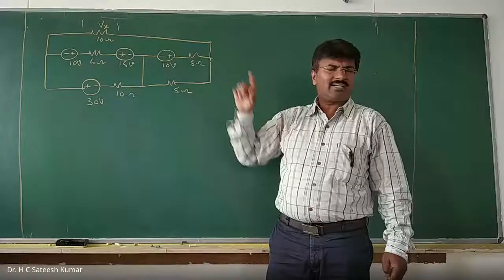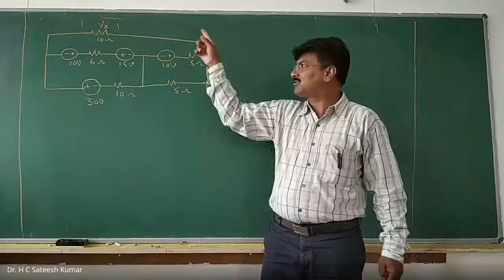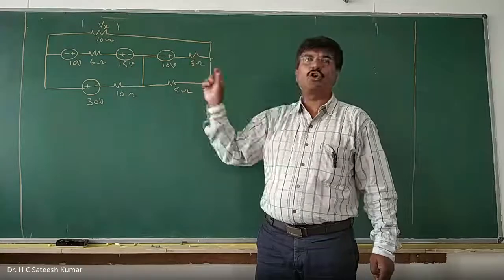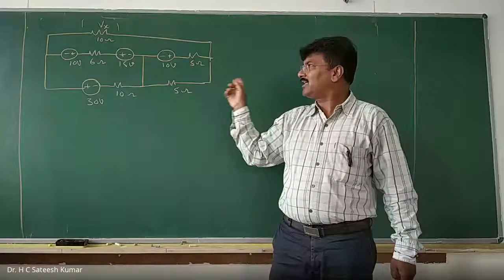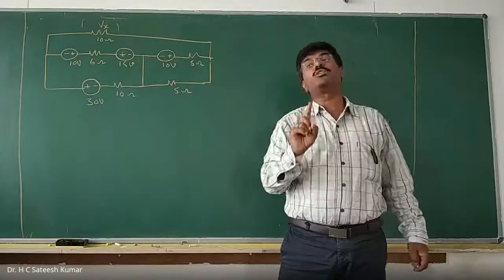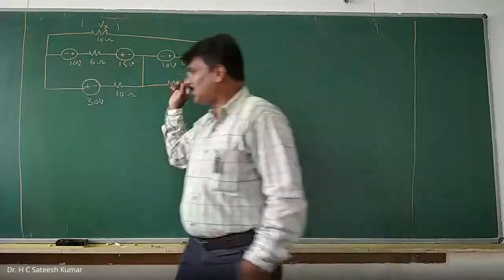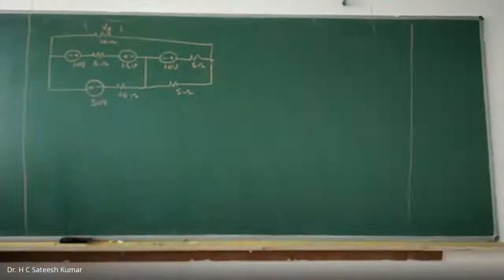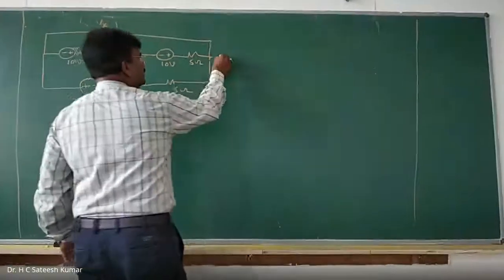Therefore, retain the resistor. Don't try to simplify the 10 ohm resistor across which you are going to find the voltage. And the rest of the things you simplify using source transformation. That's what you should remember. Now we shall go one by one. Observe here.